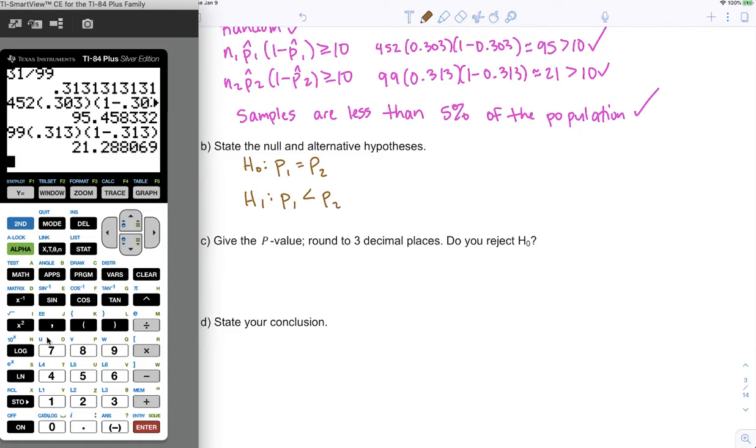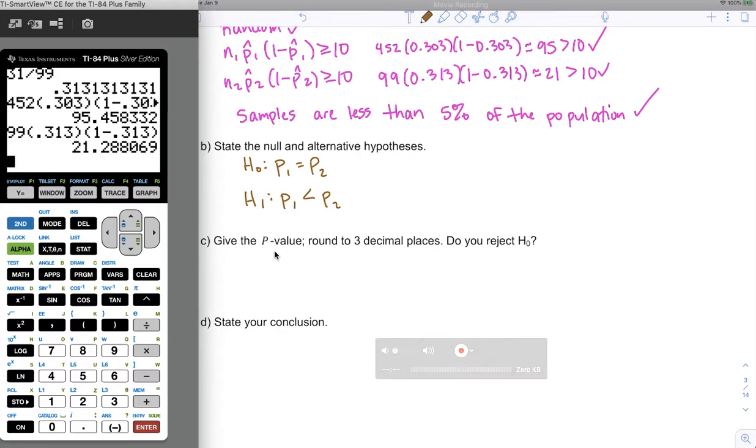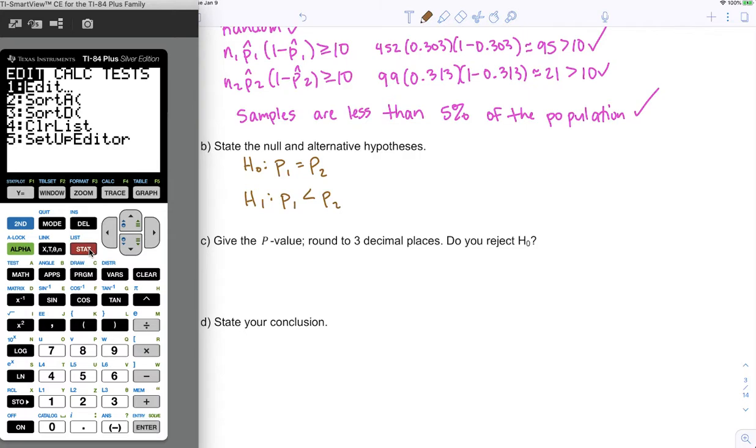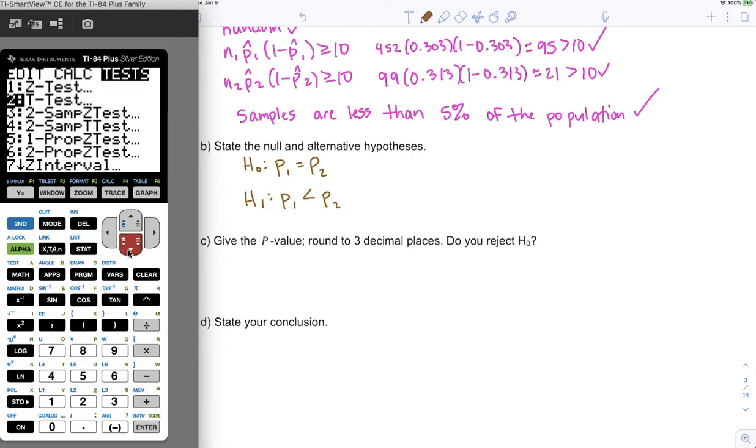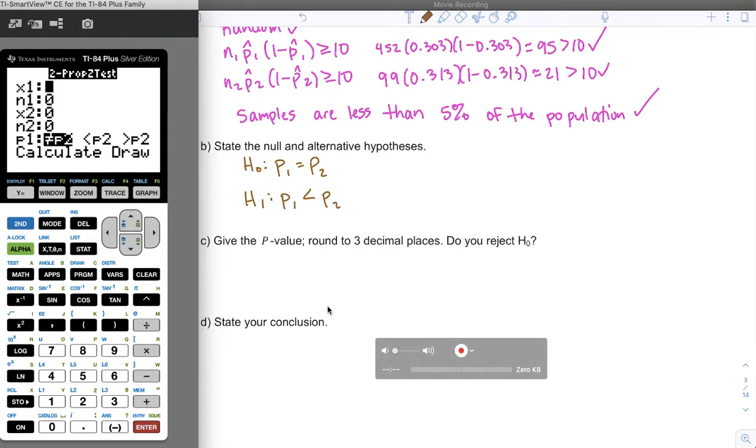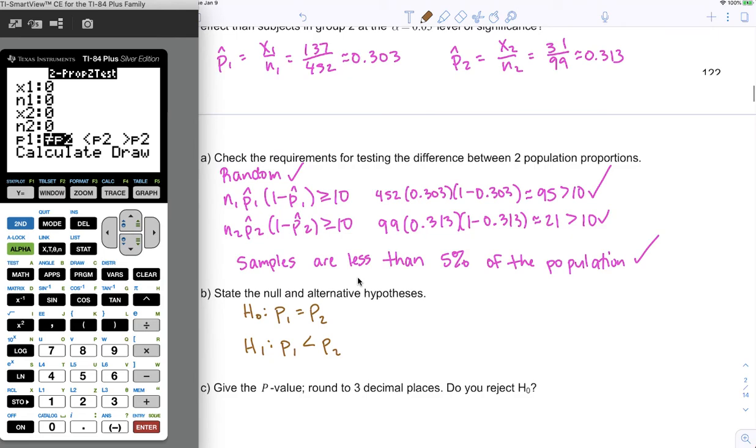Now I want to go ahead and find the p-value. I'm going to do that by going to Stat. I'll go across the top to the Tests menu, and this time I want number 6, 2-PropZTest. It stands for 2-proportion z-test. The z refers to the fact that they're using the standard normal distribution to compute the p-value. Okay, so we wrote these down up here, so I'm going to scroll down so we can see them.